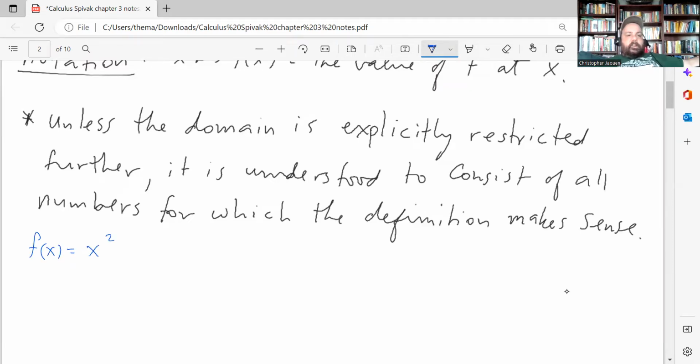if we look at the squaring function, f of x equals x squared, this is the function that associates to every real number its square. So because every real number has a square, we would say that because we aren't writing any extra restrictions here, it's understood that the domain of this function is all real numbers.